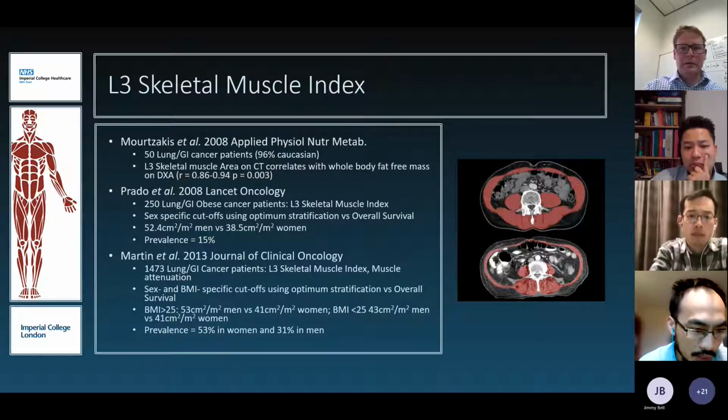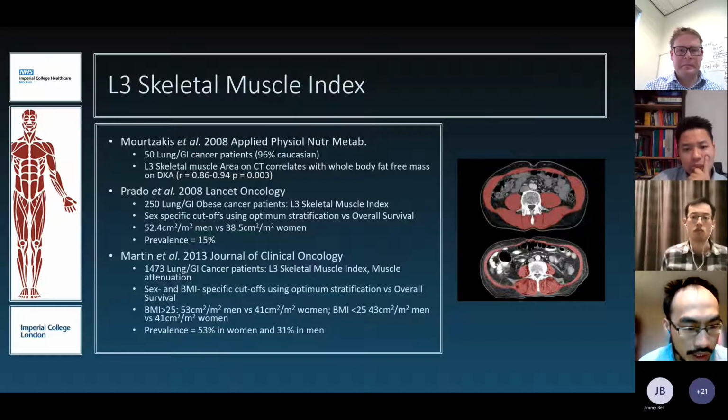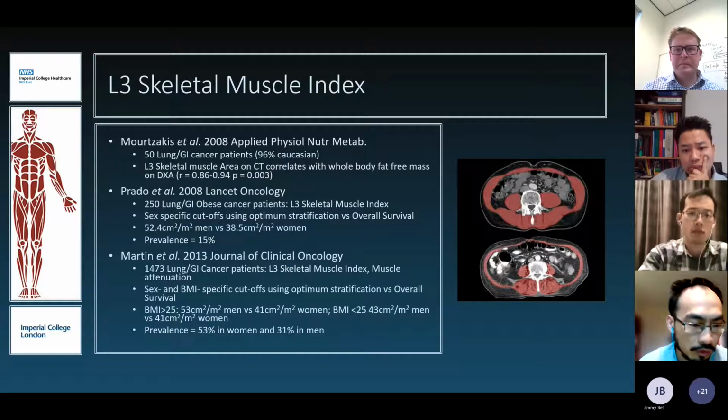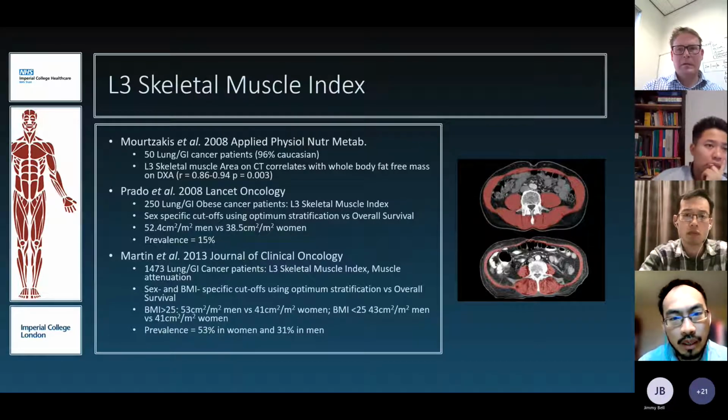And then Martin, in the same group, expanded that to a non-obese population. So you've got 1,400 and some patients, and again, the same L3 cutoff. And here they went a bit further and stratified it by BMI. So if you're an obese man, you have a different cutoff from a man who is not obese, but for women, they didn't find any difference. Here you find that the prevalence differed in the non-obese versus obese population once you're looking at a bigger population. So that's where the majority of the sarcopenia definitions come from in the oncology literature.